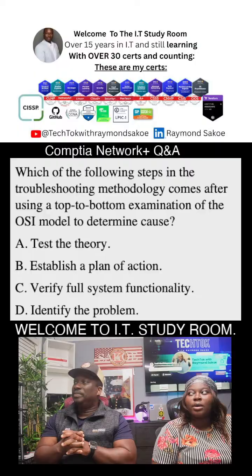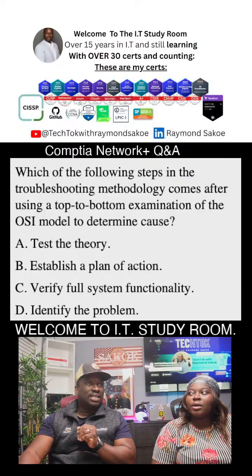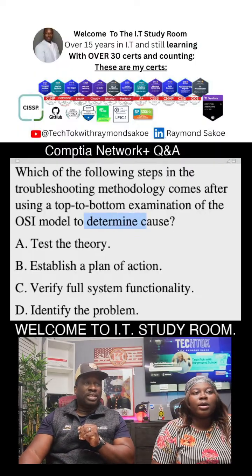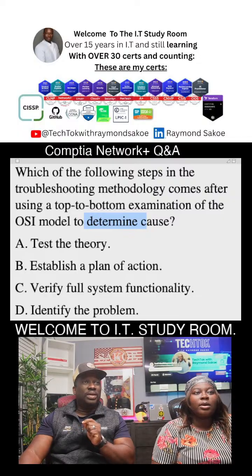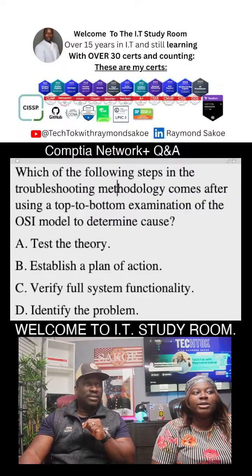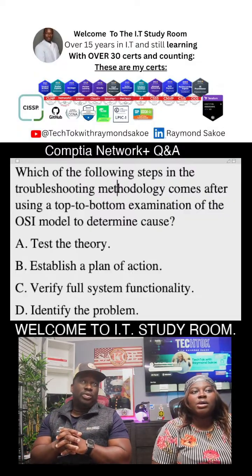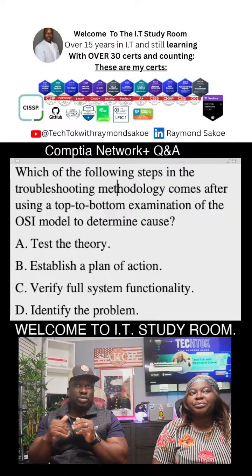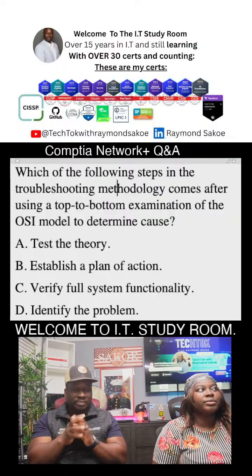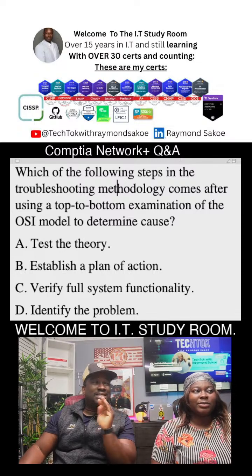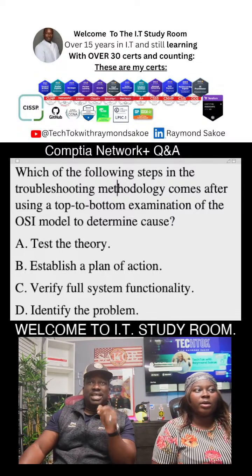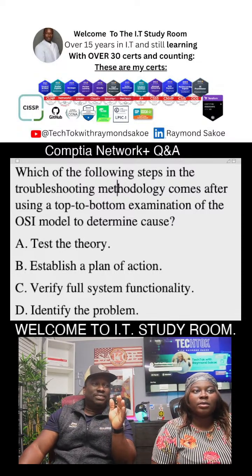So it says the cause has been established. Now what would be the next step? We know that CompTIA has a troubleshooting methodology, and it's 7 steps. It starts off with identifying the problem.